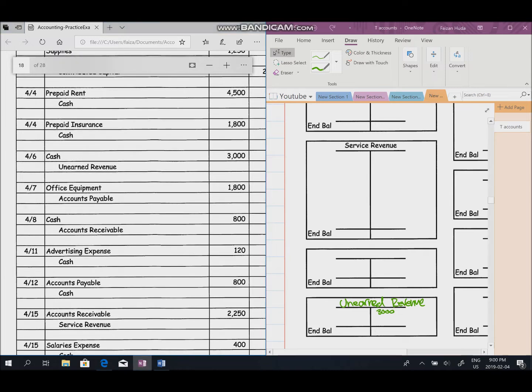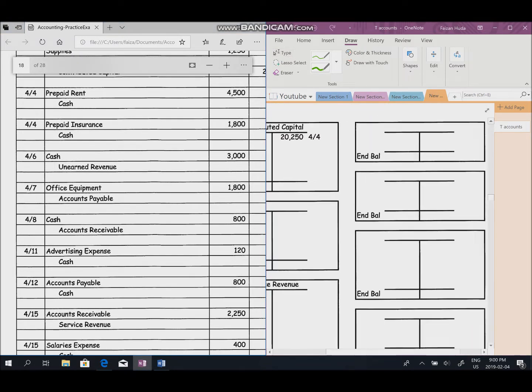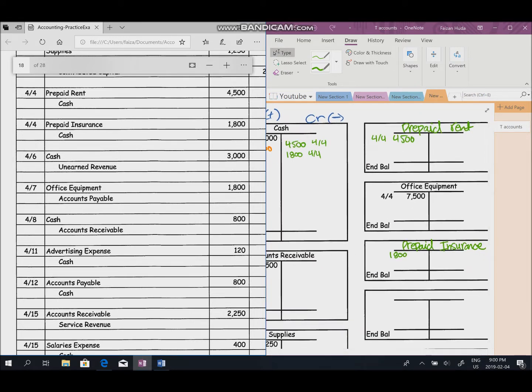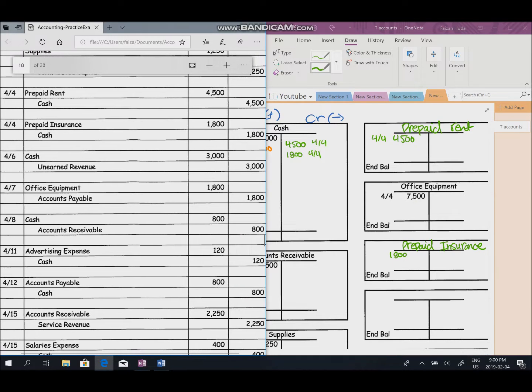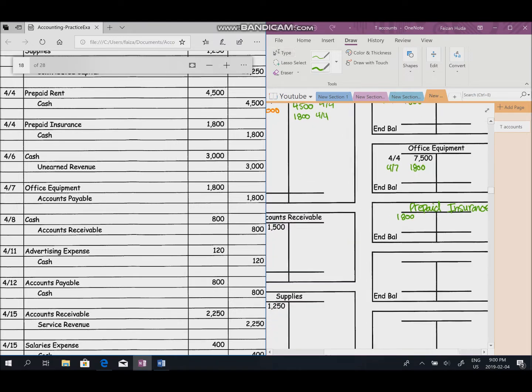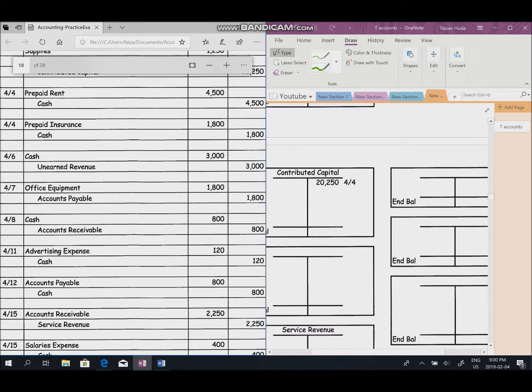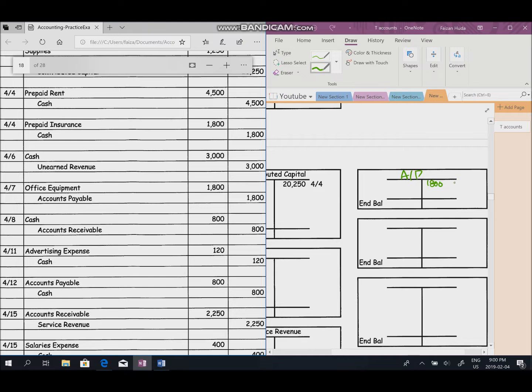Now I'm going to post the April 7th transaction, which is office equipment worth $1,800. I think office equipment was given to us. If not, we'll just make one right now. Yeah, office equipment is given. So it's being debited $1,800, 4/7. And then accounts payable is being credited by the same amount, so we're going to check if accounts payable is given. Nope. I'm going to make one over here for accounts payable. For short form, I'm just going to use A/P. It's being credited $1,800. Happened on April 7th, 4/7.